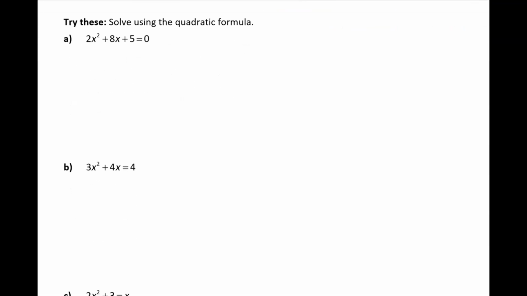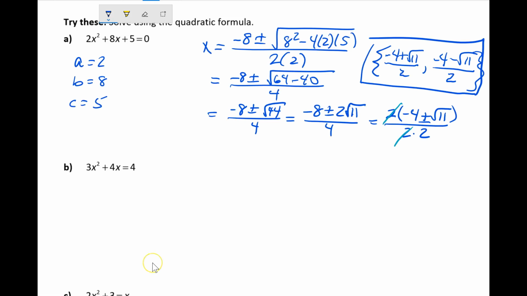Stop the video and try A. All right, this one yields two solutions, negative 4 plus the square root of 11 over 2 and negative 4 minus the square root of 11 over 2. This one requires a little bit of factoring to simplify, and then you have to remember to simplify that square root before you try to factor the numerator and denominator and reduce.